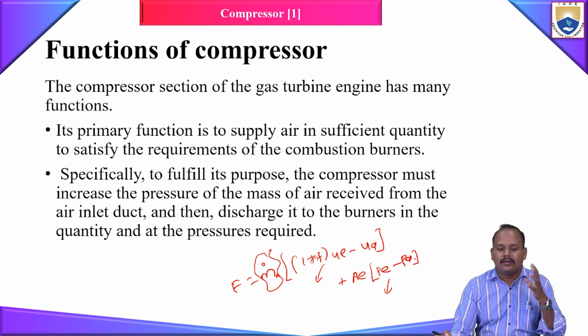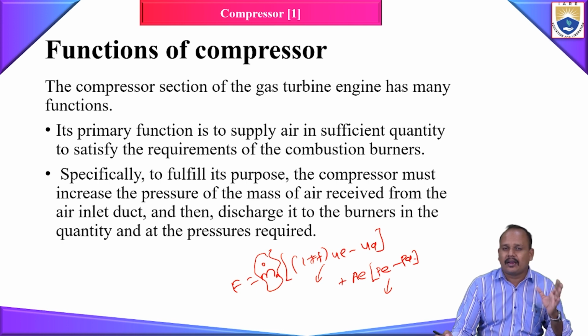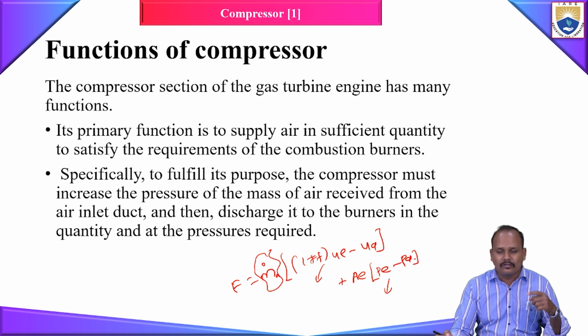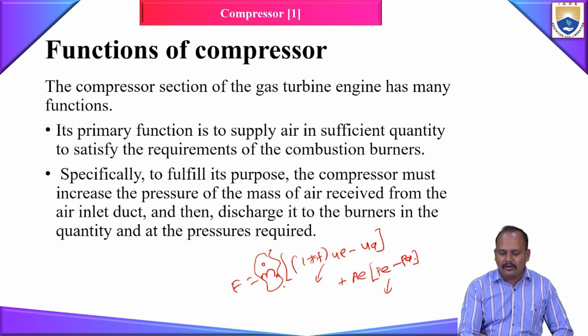The purpose of our gas turbine in the aircraft is to produce the thrust force. Your thrust force is related to how much air mass is passing through your engine, and how much velocity difference you are creating. The velocity difference depends on how much temperature rise you are creating. The mass flow rate depends on your compressor.